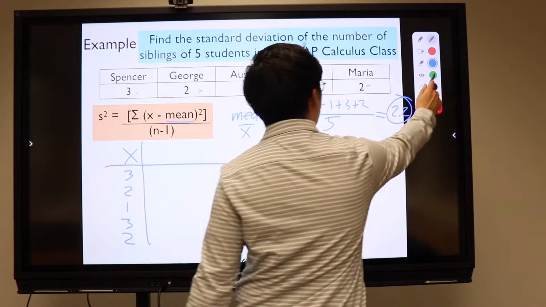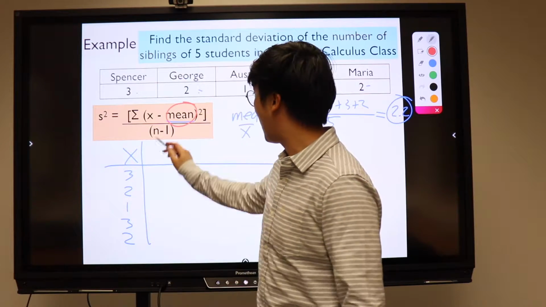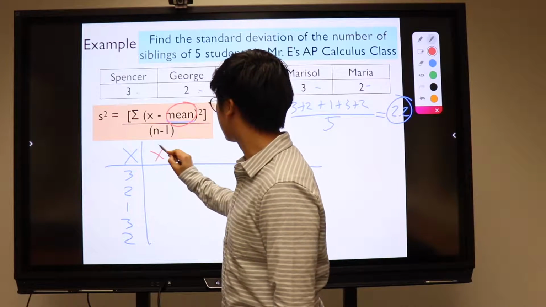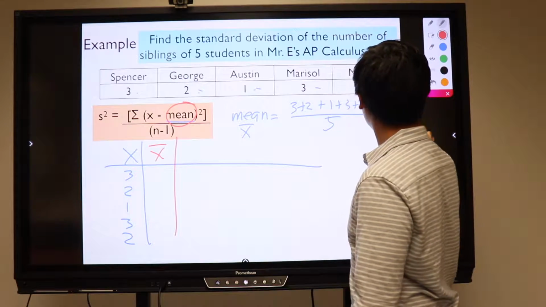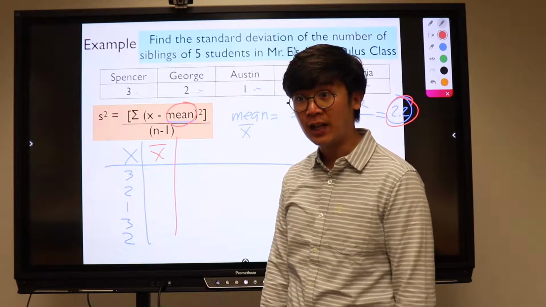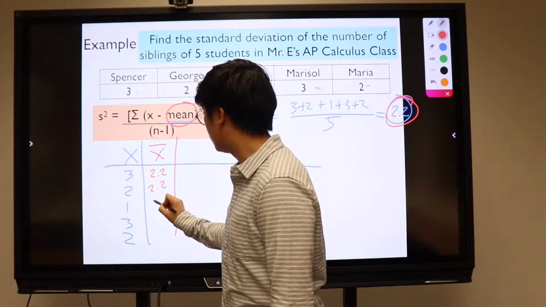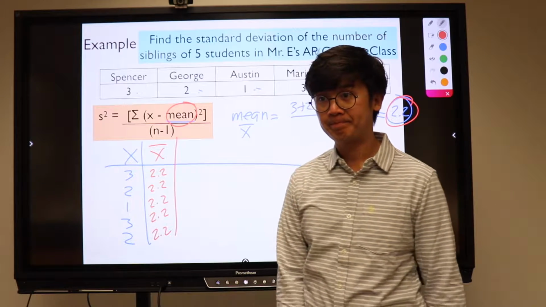Now, in the formula, we need to use the mean as well. So we have the x. Now let's find the mean. We already computed the mean, and it is 2.2. So all you need to do is to plug in the mean in your mean column: 2.2, 2.2, 2.2, 2.2, 2.2.